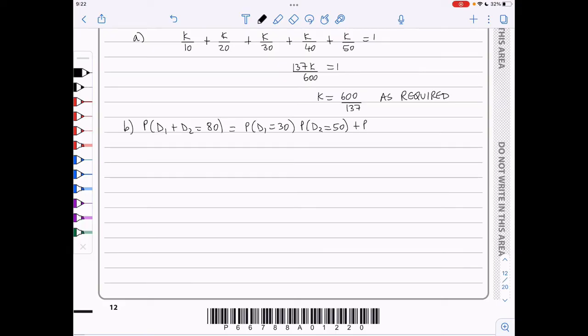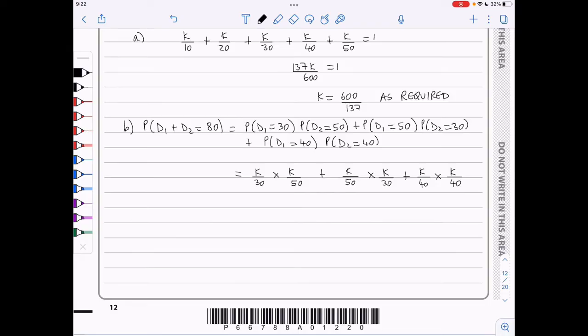It could be the other way around, D1 being 50 and D2 being 30. Or we could have that D1 is 40 and D2 is also 40. So this means I have K over 30 times K over 50 plus K over 50 times K over 30 plus K over 40 times K over 40.